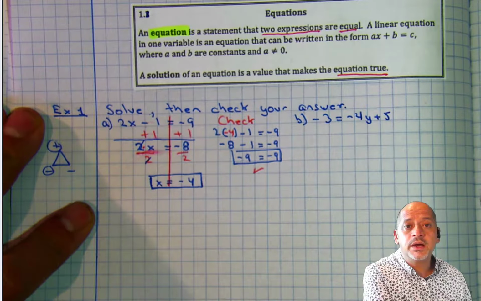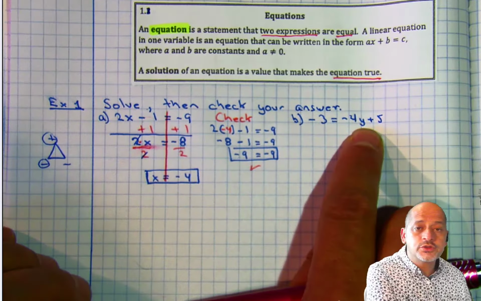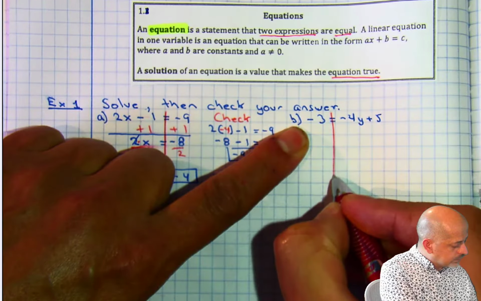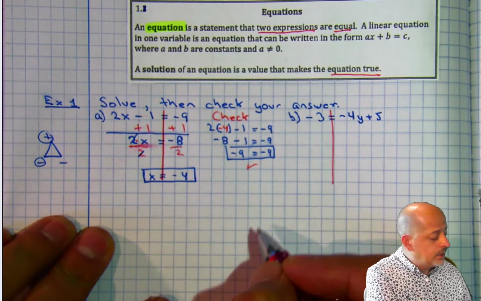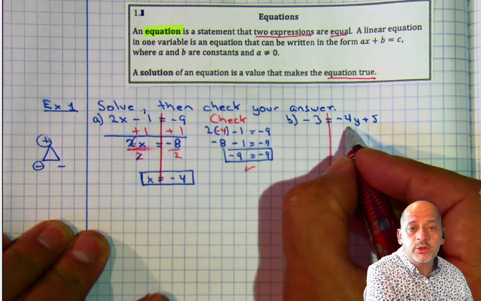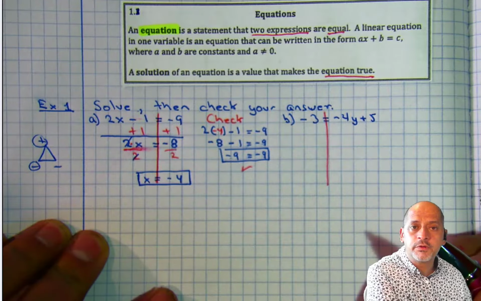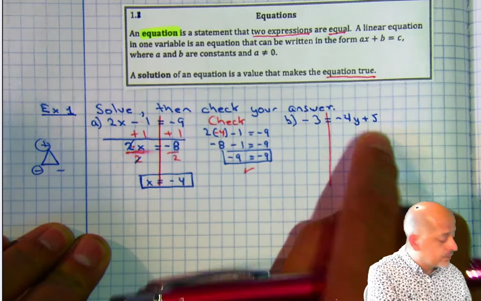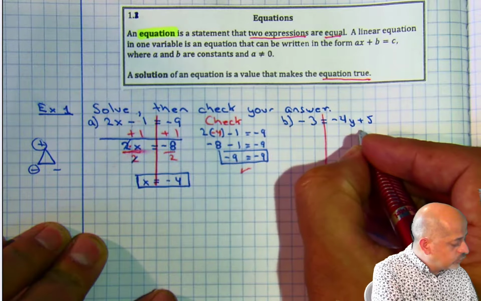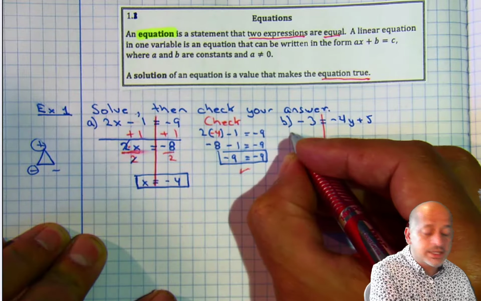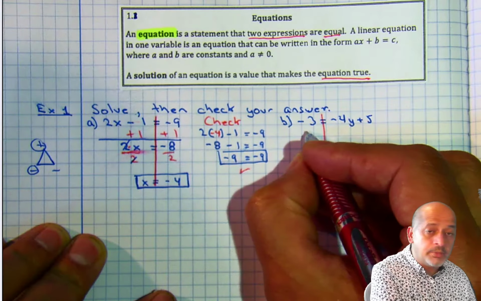I'm trying to leave the y by itself in order to solve for y. I'm going to place a line on my equal sign. And now I need to get rid of the negative 4 and the 5 in order for the y to be by itself. So which one should I get rid of first? The negative 4 or the 5? The 5. So now I can do the opposite. It's adding, so therefore I'm going to subtract. And I can do minus 5 and minus 5.